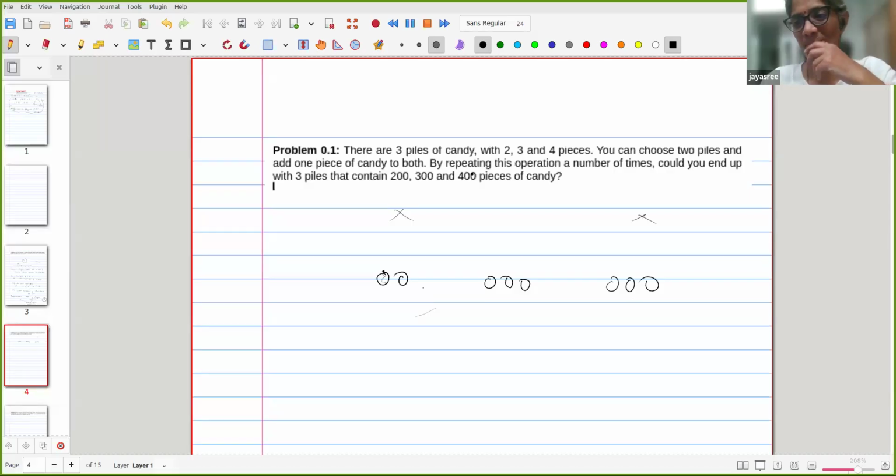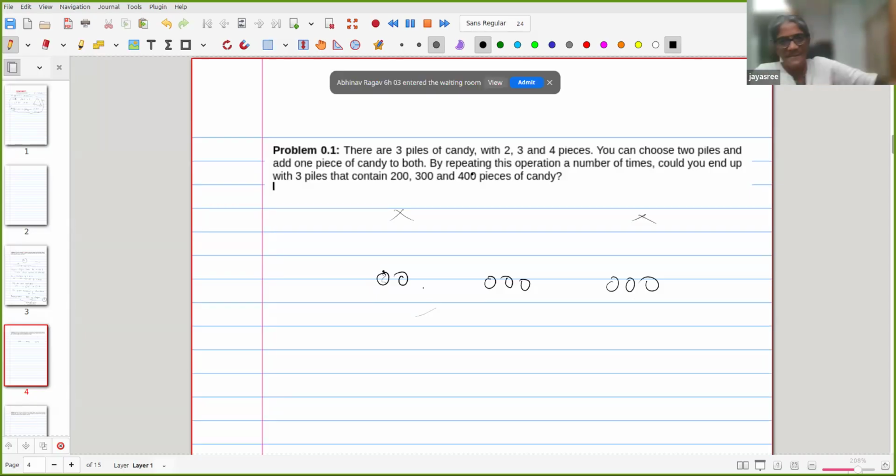Ma'am, actually, we can obtain 3 piles that contain 200, 300, and 400 pieces of candy. If we suppose that the pile with 2 candies is pile A, the one with 3 candies is pile B, while the one with 4 candies is pile, I'm sorry, C.